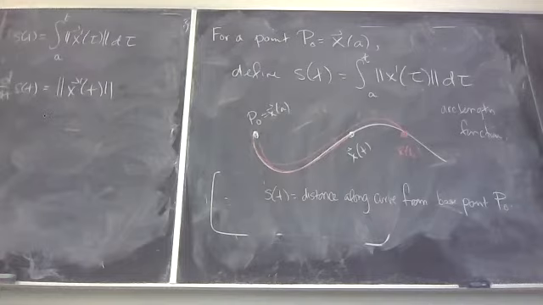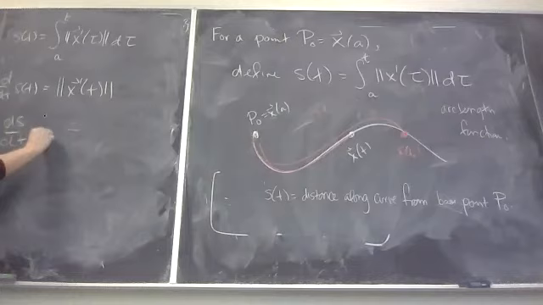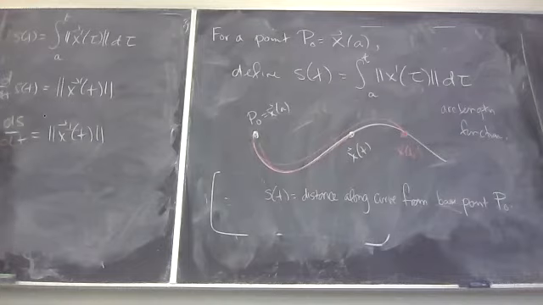The fundamental theorem of calculus says that if you take a derivative of an integral like this, what falls out is what was inside the integral. So ds/dt is equal to the length of x prime t. That's going to be important, right? We're going to be using this.